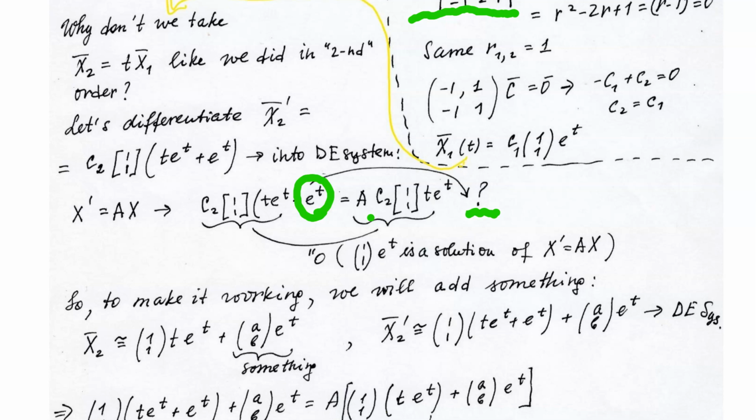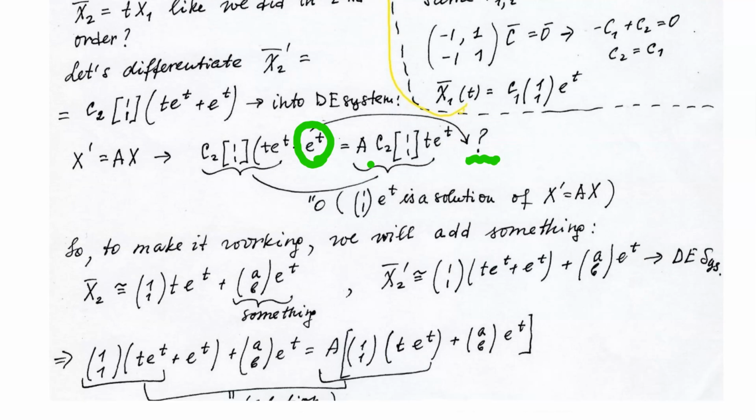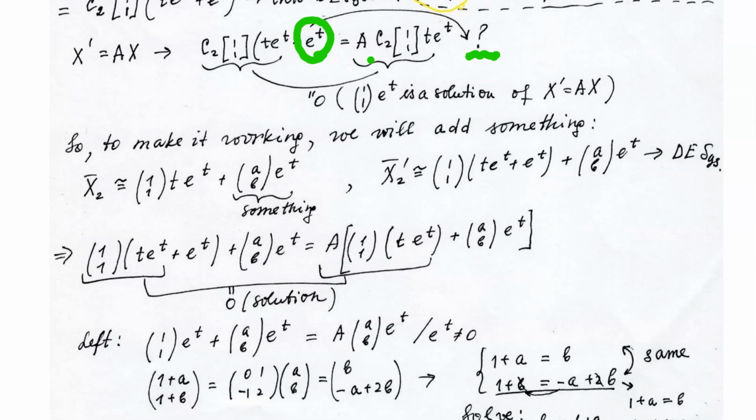So what we are going to have, we are going to add something, and this something is going to be an exponential function multiplied by an unknown vector AB, which we are going to determine by substitution back into the equation and finding out the A and B constants. And what I did, I'm skipping writing down the constant C2 over here. I'm just writing down the vector as proportional to this expression.